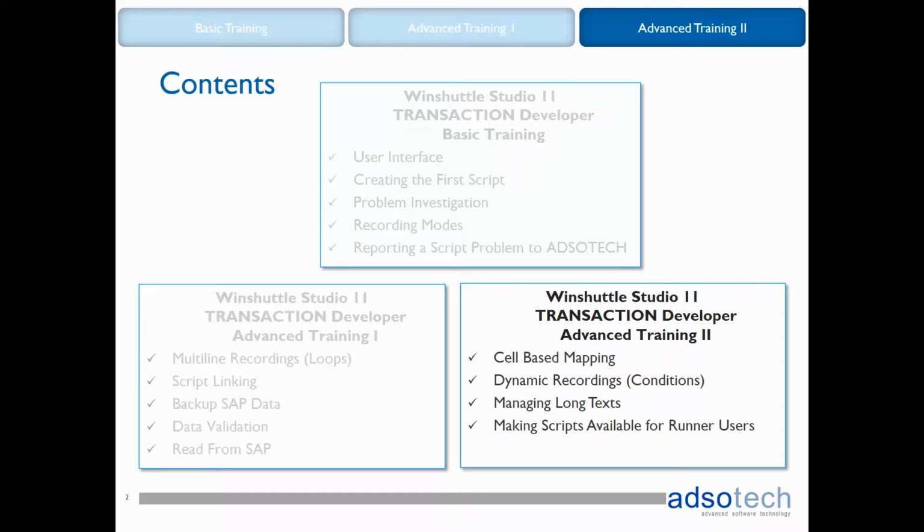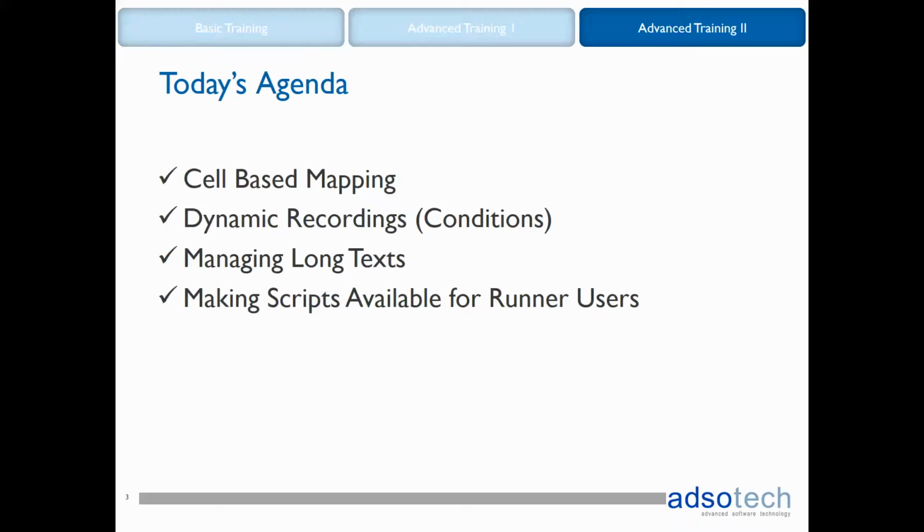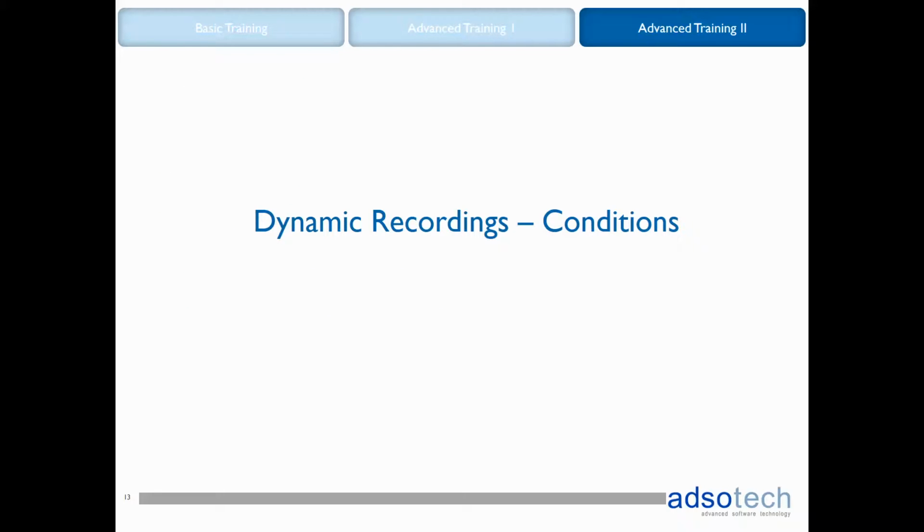We are now in the Advanced 2 training package, which includes cell-based mapping, conditions, long texts, and making scripts available for the runner users. This is the second part of that package, and we will concentrate on making scripts more dynamic with if conditions. Let's dive in.